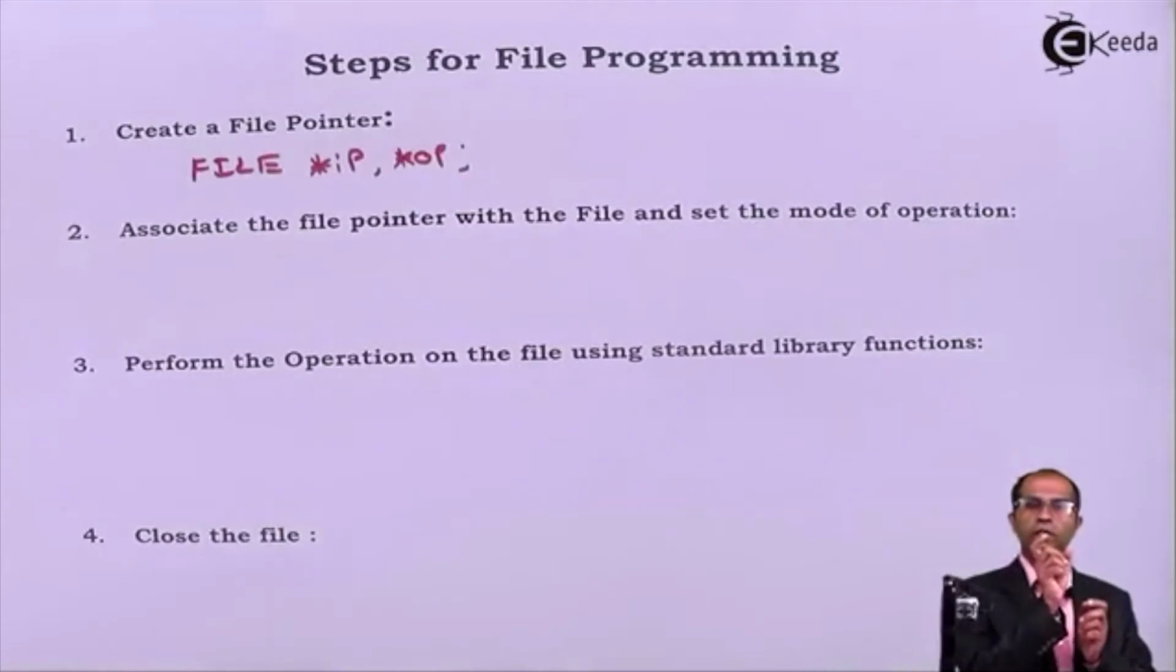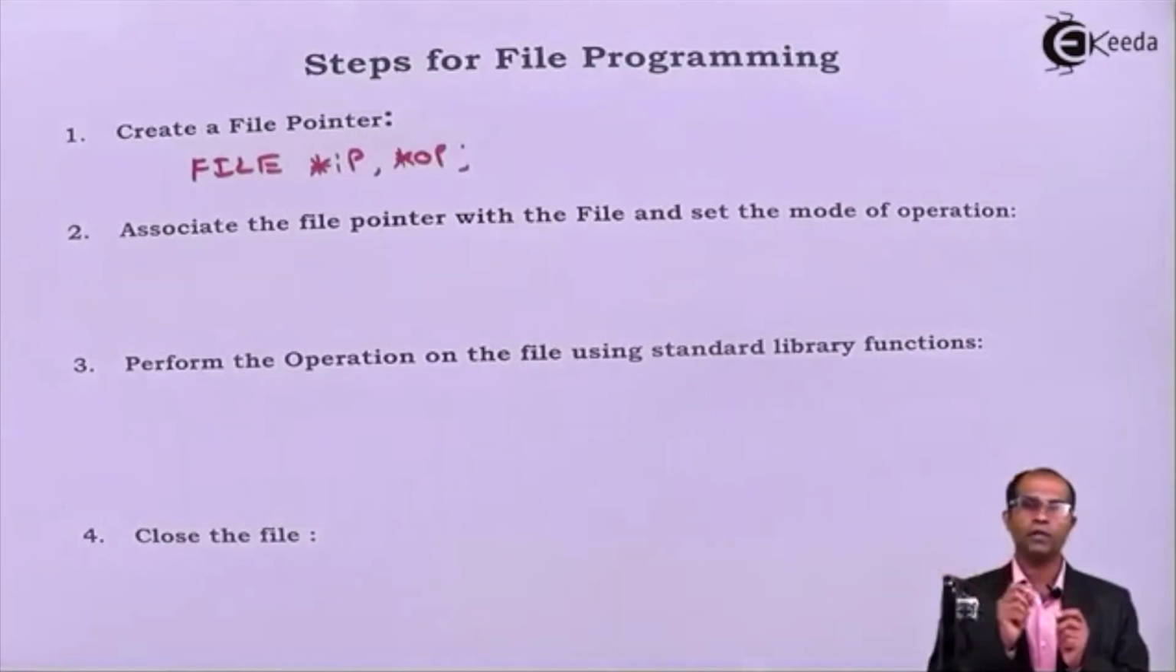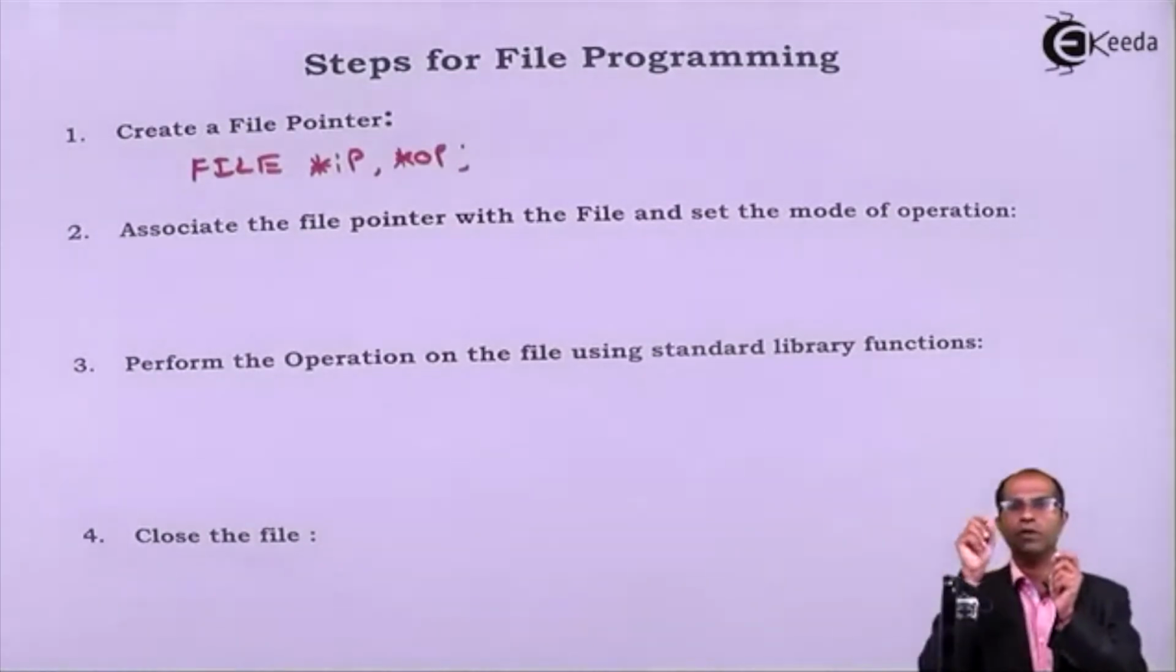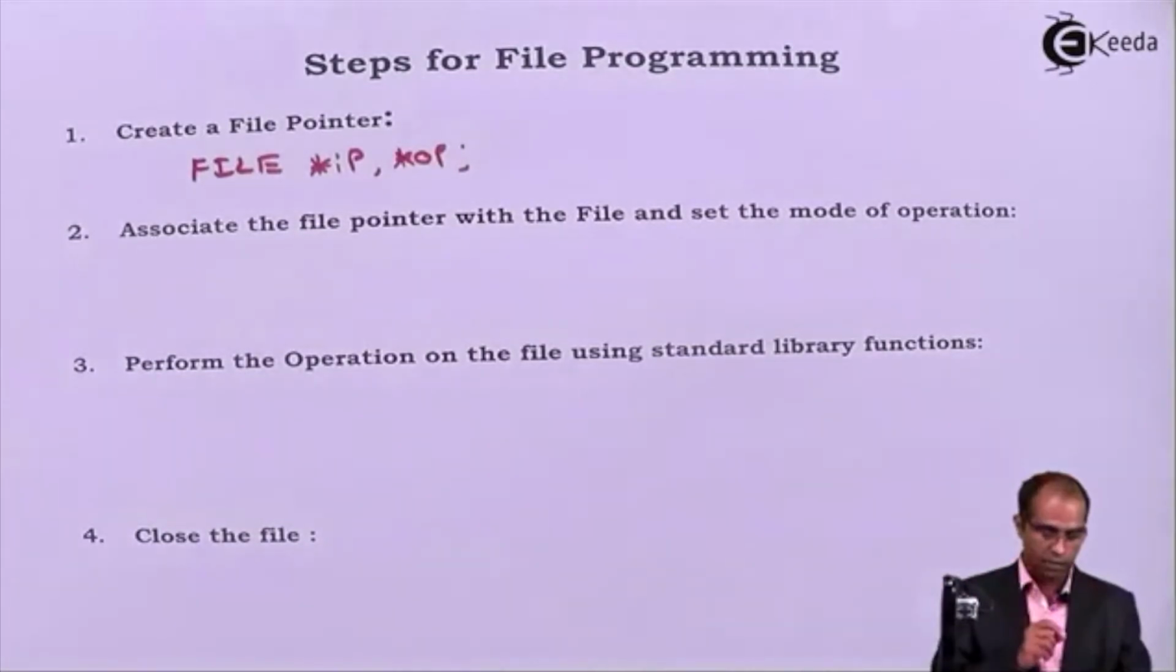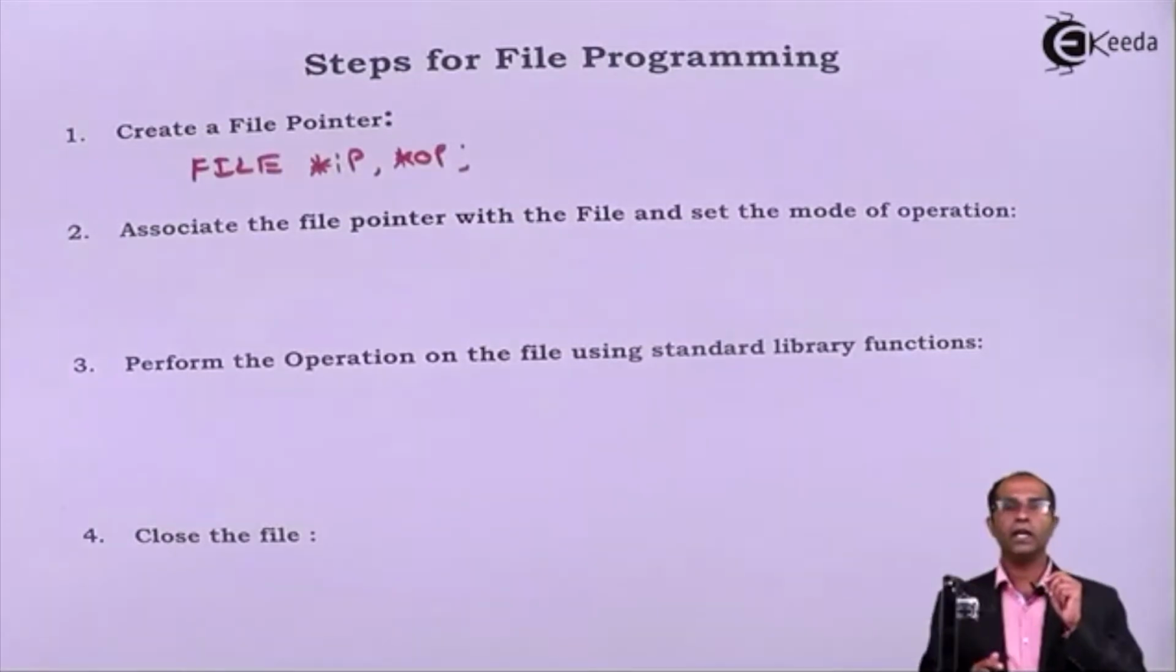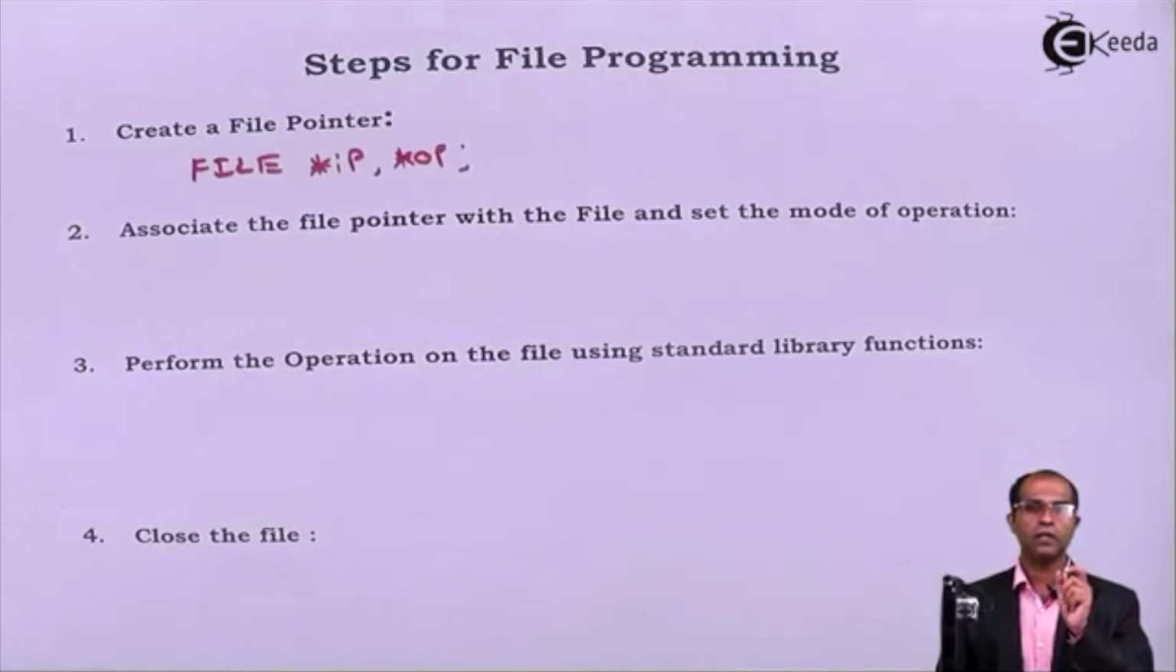For that, we would always use the word FILE followed by the pointer description. You can say FILE asterisk F1 comma asterisk F2, where asterisk is an operator which will enable the identifier to be a pointer. So that identifier which is associated with the asterisk can now store the address of some variable.